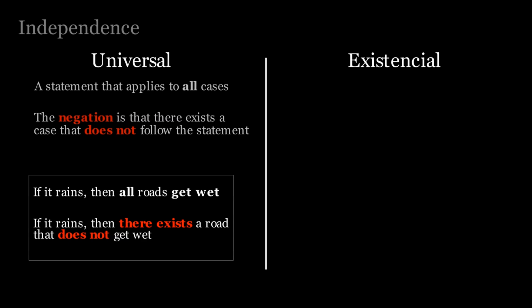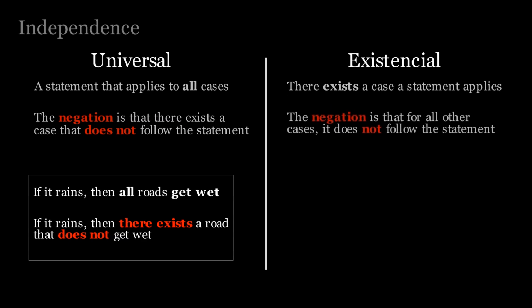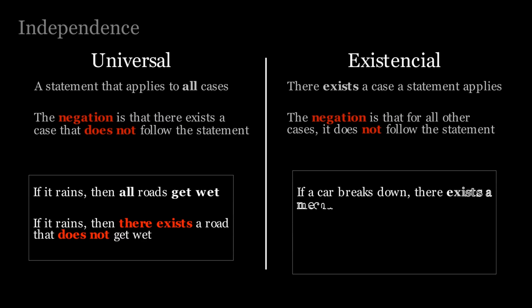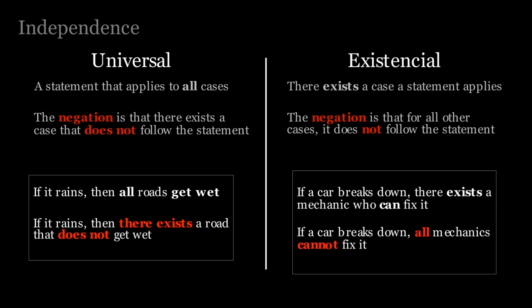Now we go to existential statements, which tell us that there exists an object that follows specific conditions. To negate existentials, we say that for all cases, or cases that are not covered, do not follow the original statement. Let's take the statement, "If a car breaks down, then there exists a mechanic who can fix it." This would be existential because we say that there is at least one person, not all, who can fix it. The negation of the statement would be, "If a car breaks down, then all mechanics cannot fix it."